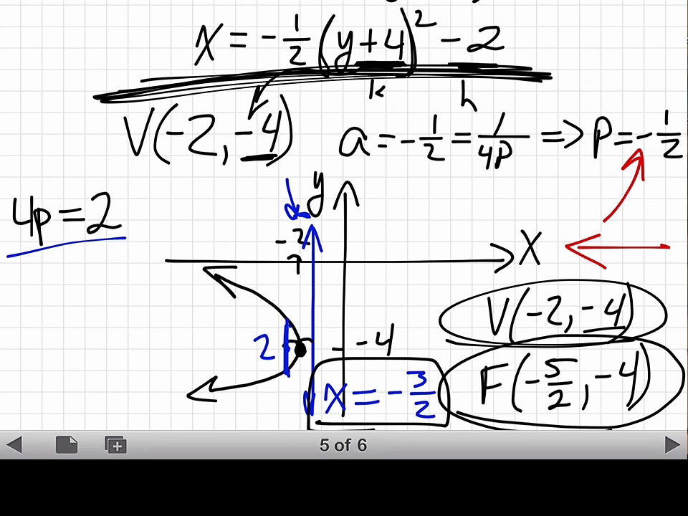And finally, if we care, the axis of symmetry, which is the line perpendicular to the directrix that goes through the vertex and the focus, in this case has an equation of y equals, and we use the y coordinates of the stuff we've already written down. Y equals -4.